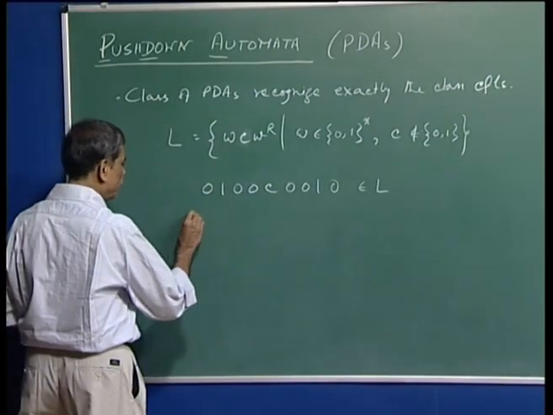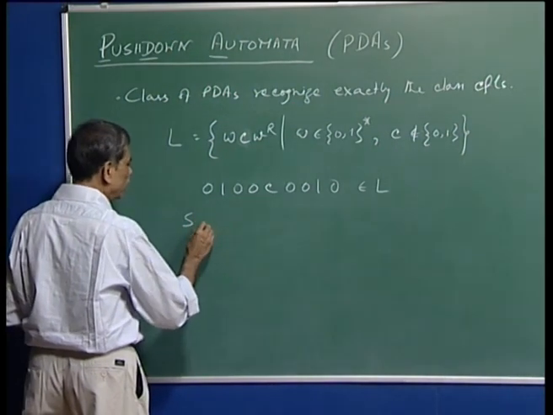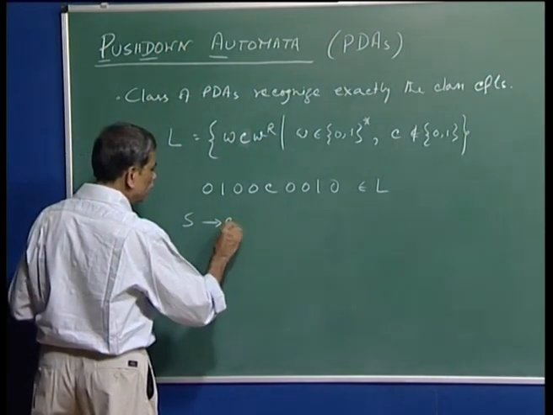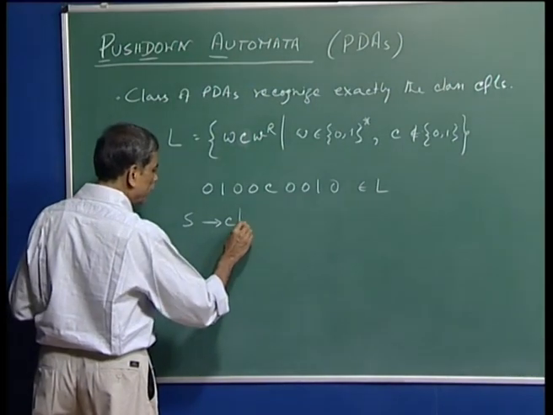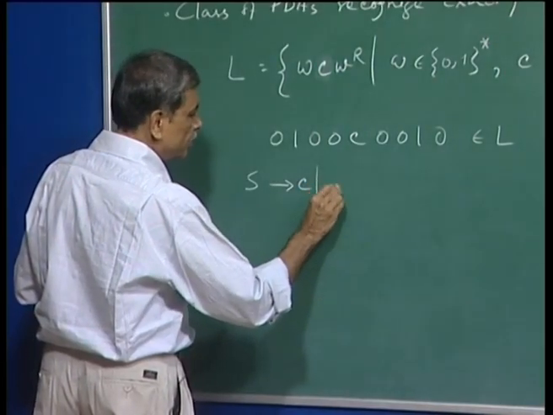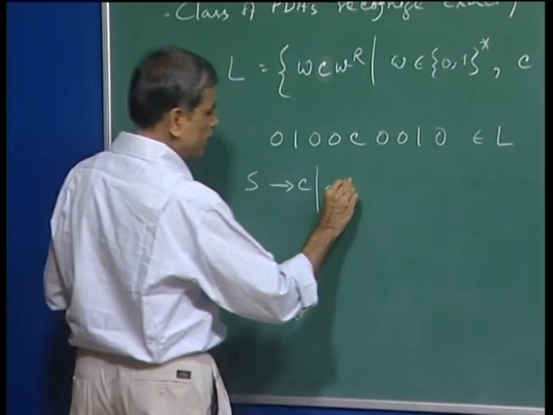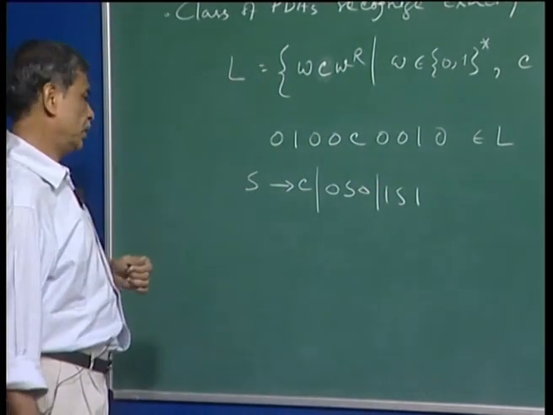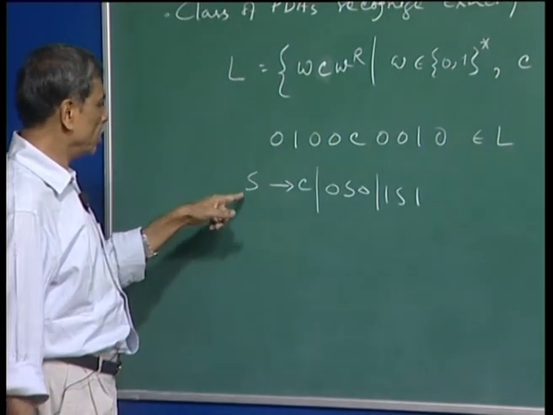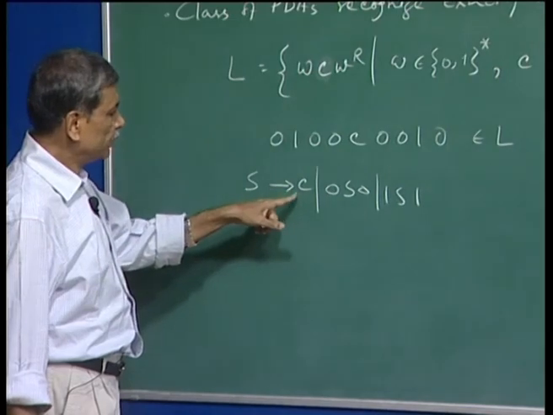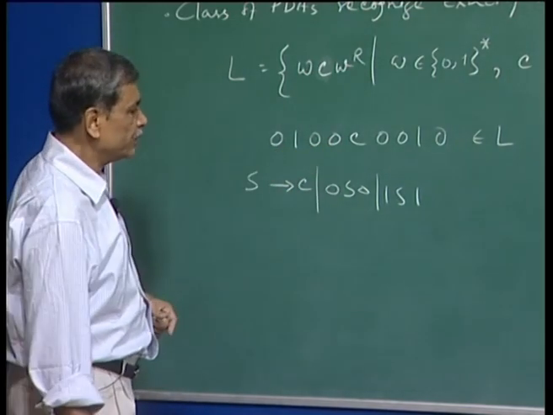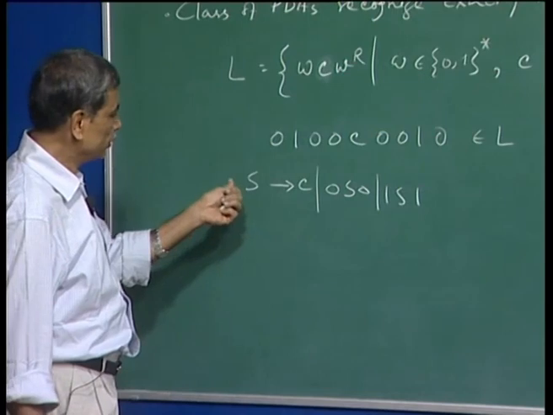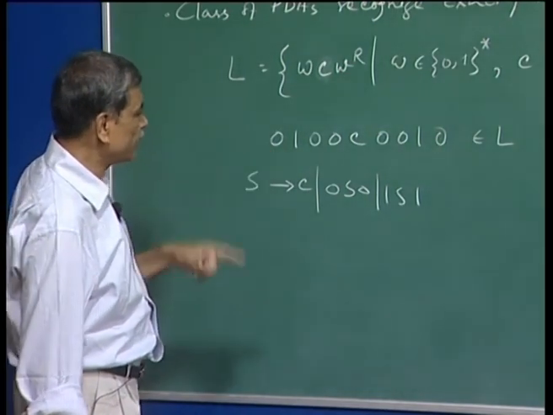So, we can say that S, the start symbol, goes to C, as well as 0 S 0, as well as 1 S 1. There is only one non-terminal S, and remember we said 0, 1 and C are the terminal symbols. I am not writing the set of non-terminals, which is of course just this one S, and you can see that this grammar will generate this particular string.